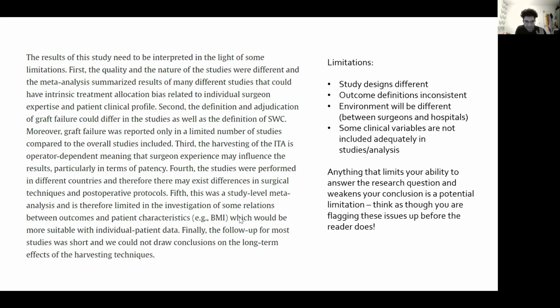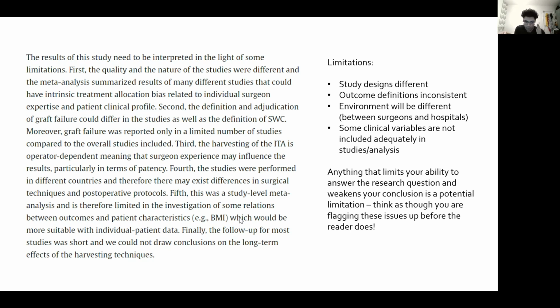We've also somewhat covered sample size, because we've said graft failure was only reported in a limited number of studies. So it's potential that variable will not have nearly as many patients as the other analyses might have, which is going to obviously limit the usefulness of that analysis compared to the other ones, or just in general.